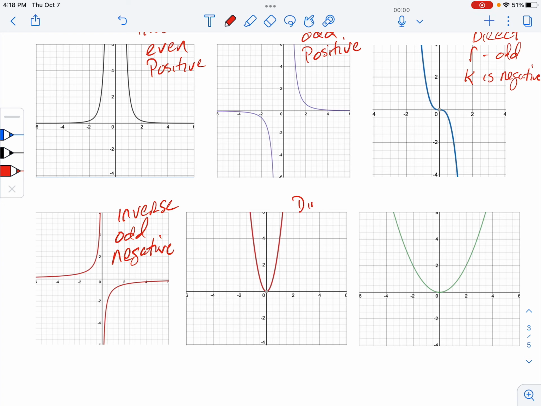This is direct, even, and positive. And notice these two look exactly the same. They are both direct, even, and positive. However, one is wider than the other. Since this one on the right is wider, we know that K value must be smaller. So when we try to match them up with the equations, whatever has a smaller K value will be this one, and the larger K value will be the one on the left.